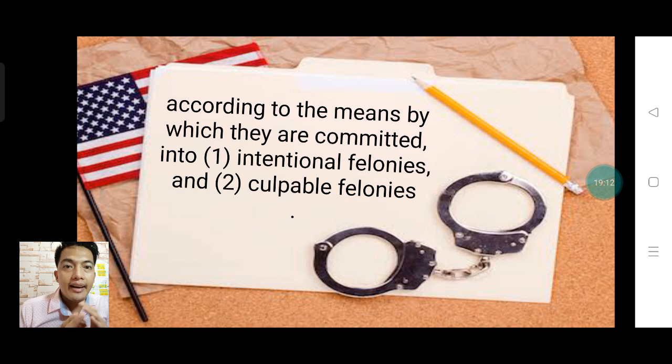Naasay gitawag nga requisites in the commission of intentional felonies para makonsider ni mas intentional felonies. So, ato ang kuna na is gitawag na FII. F stands for freedom, I stands for intelligence, and I stands for intent. Now, what is freedom? Ang freedom is of course, you can freely move kung bisan asa ka. You have the freedom to exercise your own rights. So, muna siya gitawag na itong freedom.